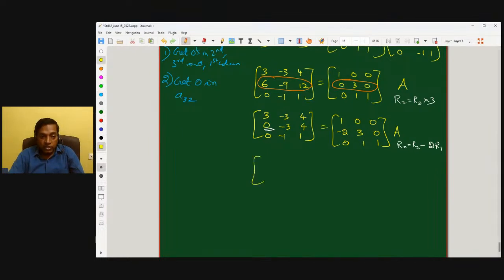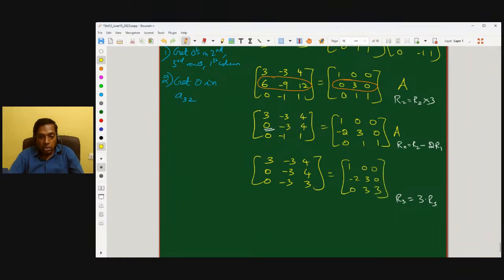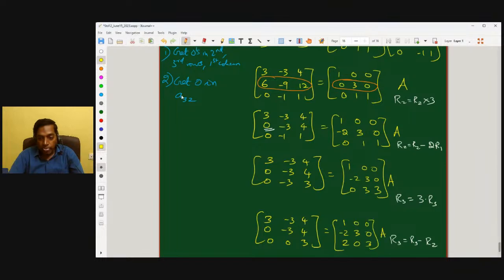So again, I'll do two steps. First, multiply this by 3, and then I can subtract, like R2. So I can do 3 minus 3, 4, 0 minus 3, 4, 0 minus 3, 3. So I'm going to do the operation R3 equals 3 times R3. So this will be 1 0 0, minus 2 3 0, 0 3 3 A. Next, I'm going to do the operation R3 is R3 minus R2, because this was my goal. See, instead of multiplying by fractions, I'm just doing 0 0 3. So I have got, so this will be 2 0 3 minus 2 3 0 1 0 0. Okay. You have to follow a bit carefully.